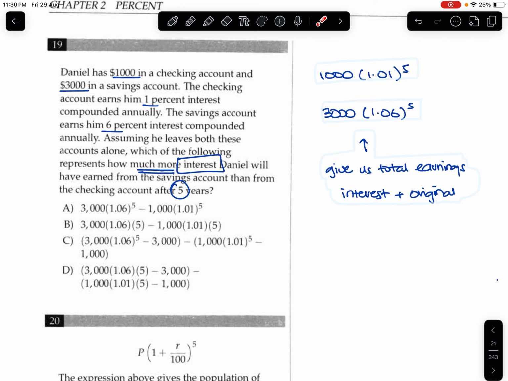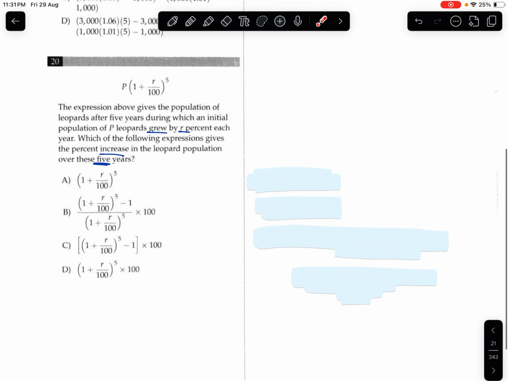So these are automatically disqualified. And even option D, because it's not raised to the power of 5, it's being multiplied. So even if someone didn't know, they could easily get this right. Actually, it would be between A and C, but the correct answer is C, because we do have to subtract the original amounts because they are only asking about the comparison and interest. I hope that's clear. Moving on to question 20, our last question of this exercise.